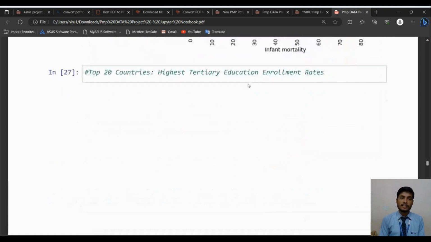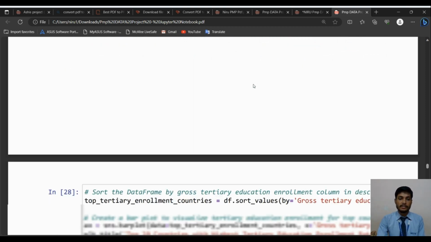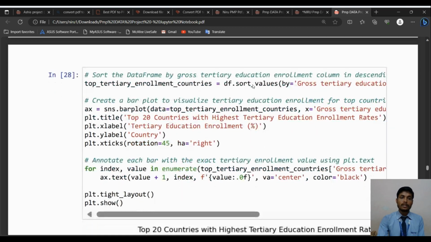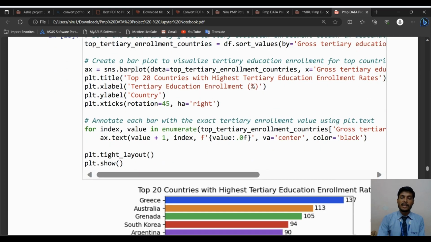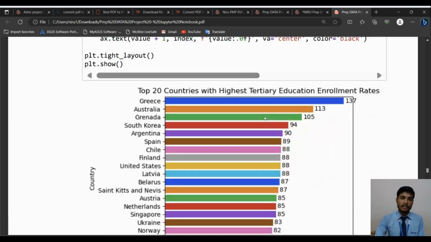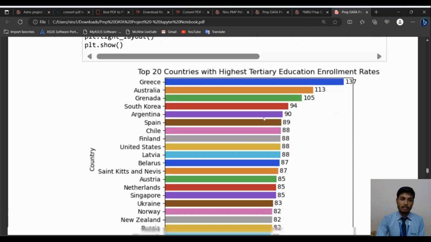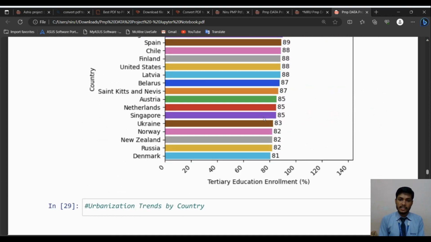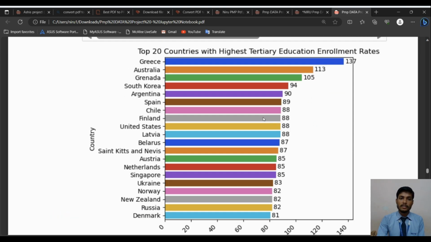Next, we explain the top 20 countries with the highest tertiary education enrollment rates. Sort the data frames, and we see this in the bar plots. Top 20 countries with the highest tertiary education enrollment rates. First of all, Greece. Second, Australia. Third, Canada. South Korea. And last of all, Denmark. Denmark is in this list under the top 20 countries.